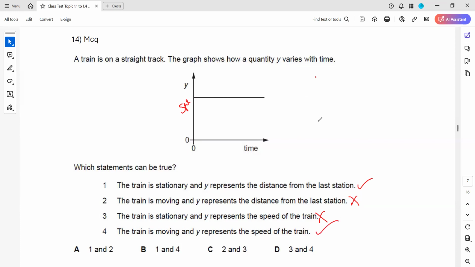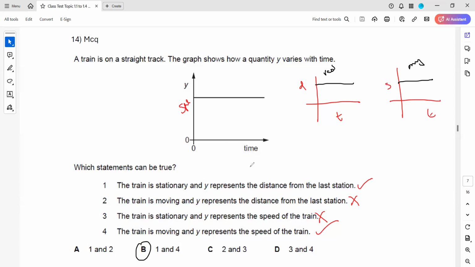So if it is a distance time graph, a horizontal line means the object is not moving. But if it is a speed time graph and we have a horizontal line, it means the object is moving at a constant speed. So this object is at rest and this is a moving object. Speed time graph, horizontal line, object is moving. Distance time graph, horizontal line means object is not moving. That's why 1 and 4 are the right statements.